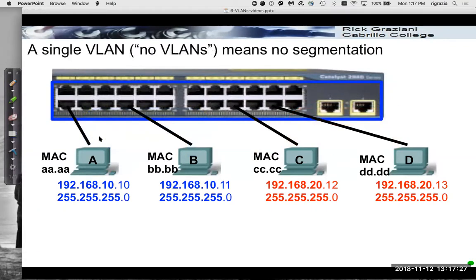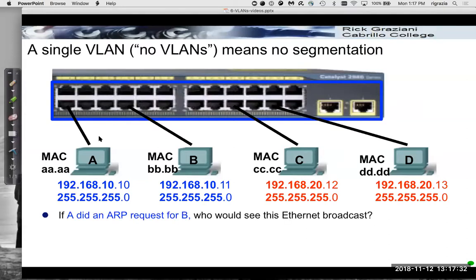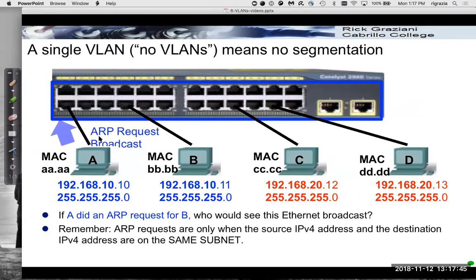So a single VLAN or no VLAN means no segmentation. So what if A was going to do an ARP request for B? Again, it's going to ping B, knows its IPv4 address, but does not know its MAC address. It's not in its ARP cache, so it's going to send out a broadcast. Now remember about the broadcast: the switch is going to flood that layer 2 broadcast out all ports that belong to the same VLAN as the incoming port. Well, guess what? B's going to get it, C's going to get it, and D's going to get it.